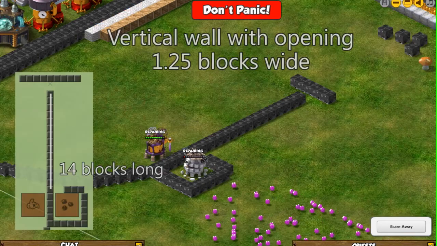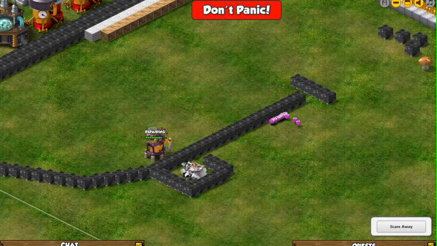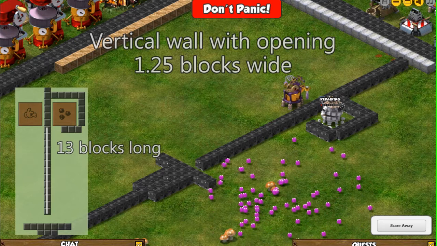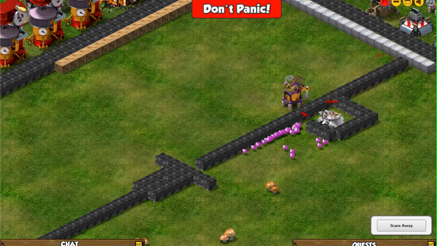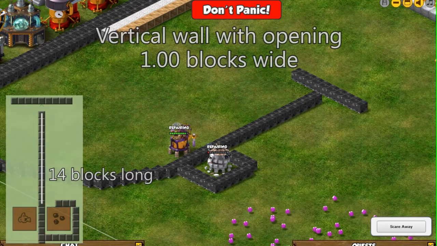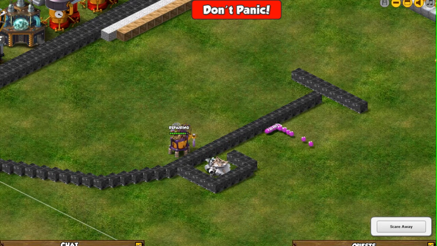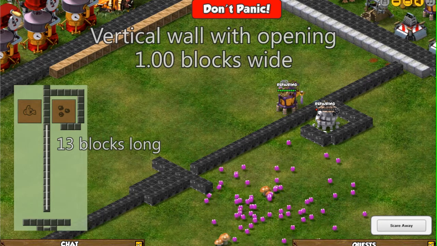Here we got a vertical wall with a 1.25 wide opening, and it decreases pathing by 1 block. And again in a different direction. Now it only passes 13 blocks, and here it decreases pathing by 2 blocks, which is quite interesting, really. Here you got a vertical wall with 1 block opening, and it only passes 14 blocks. Again, in the other direction it passes 13 blocks, so that makes sense for now.